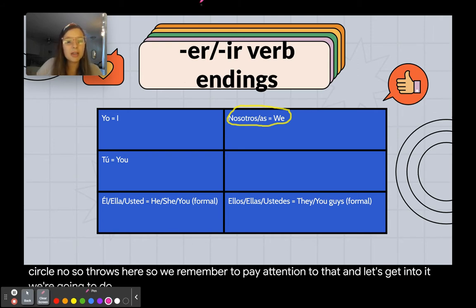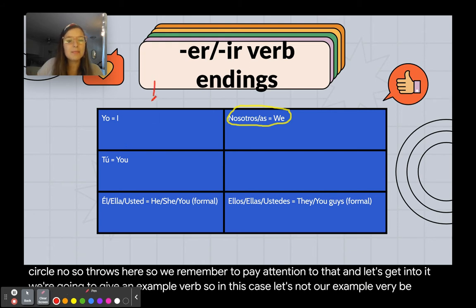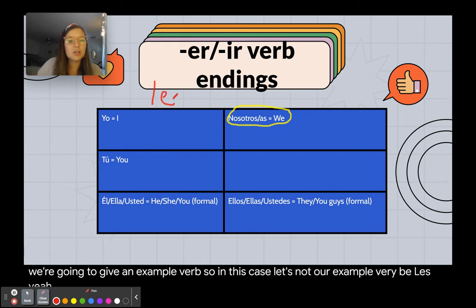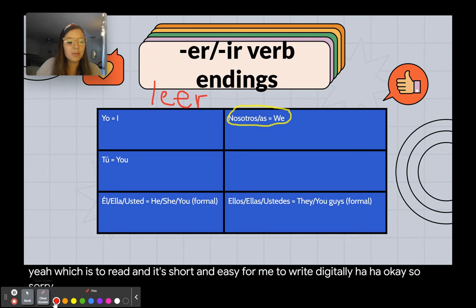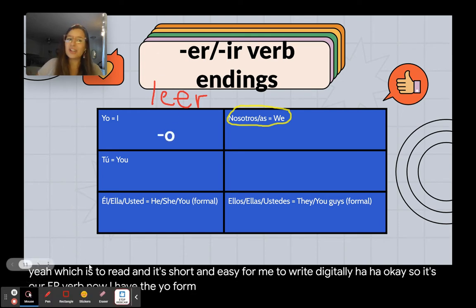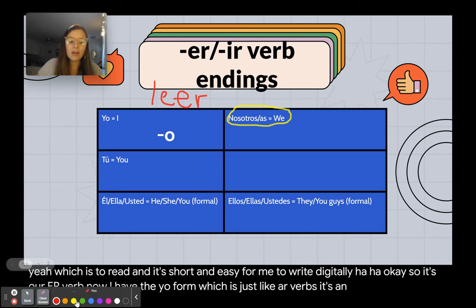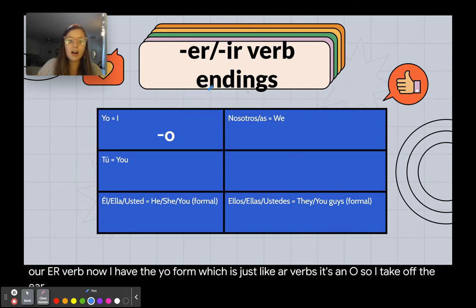We're going to give an example verb. In this case, let's let our example verb be leer, which is to read. And it's short and easy for me to write digitally. Okay, so it's our ER verb. Now, I have the yo form, which is just like AR verbs. It's an O. So I take off the ER. Where'd my verb go? I erased it. So leer. Ignore my crappy handwriting.